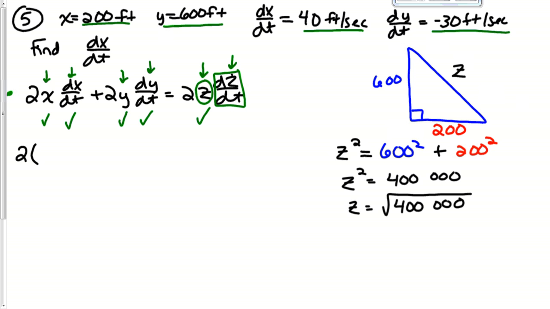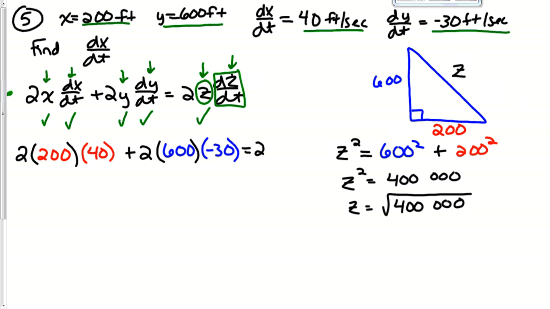So I have 2 times my x, and my x is 200. And then I have dx/dt, which is 40. And then I'm going to add 2 times my y. My y at this point is 600. And then times dy/dt, which was negative 30. And that is equal to 2 times the square root of 400,000. Sorry, times dz/dt. Oops, I want to make that green. Times dz/dt. I apologize, I went over here in my other work.